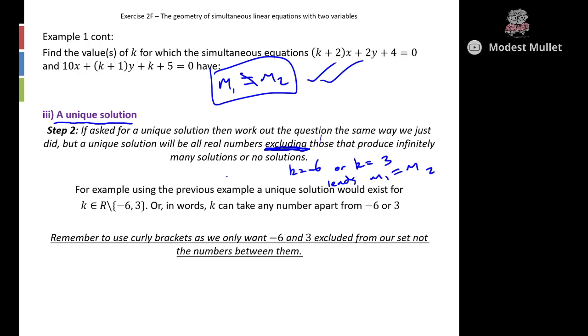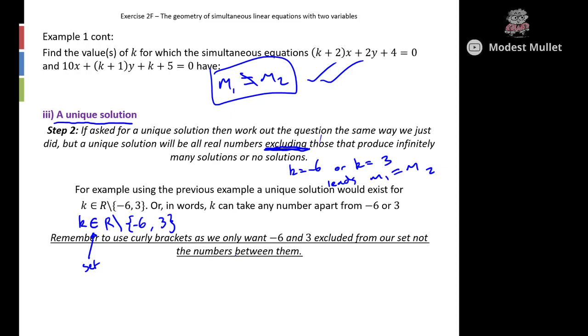Any other number. So the way we write that is k is an element of, this symbol means element of, all real numbers. Real is any positive or negative, decimal, rational or irrational number. So pretty much any number you've ever been taught about at the moment, we just use the R symbol to symbolize that. But we just need to exclude -6 and 3.